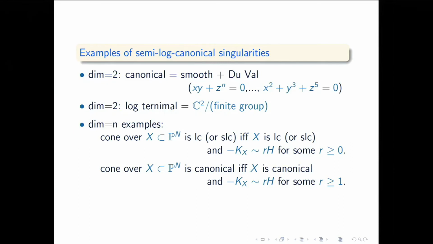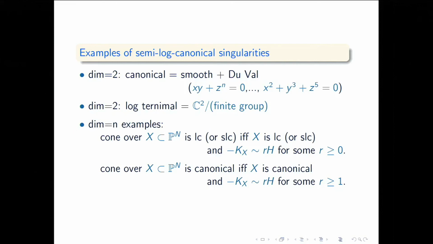And in higher dimension, I just want to write down some examples, since we do not have a structure theory. There's a reasonably good theory in dimension 3, mostly due to Miles Reid, but I think starting with dimension 4, there are lots of actually fairly complicated examples. But I just want to write down that if you take the cone over some variety X, then it's semi-log canonical if and only if X is semi-log canonical and it is Fano, so minus canonical class is r times H, and this r is larger or equal to 0. Again, this r can be rational. And the cone is canonical if X has canonical singularities and this r is at least 1.